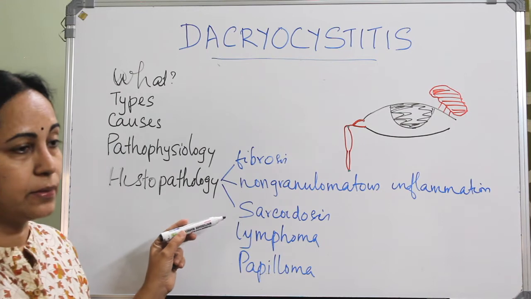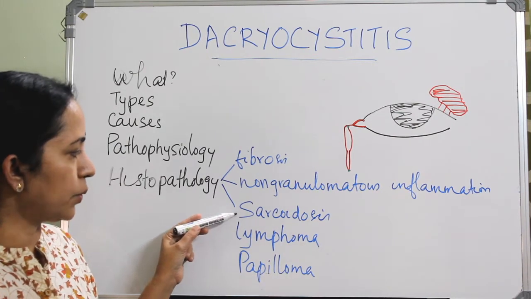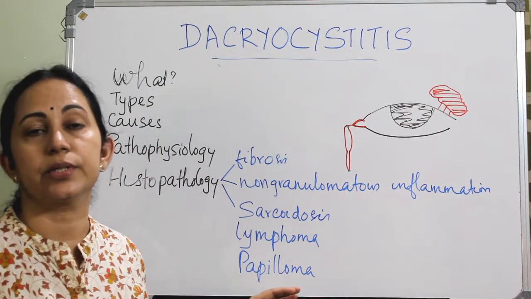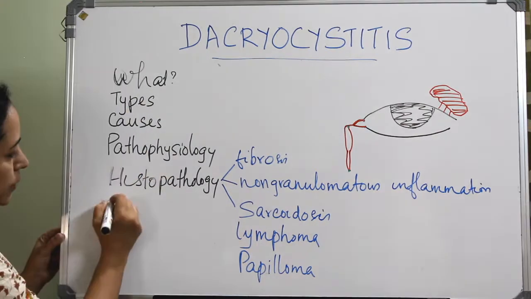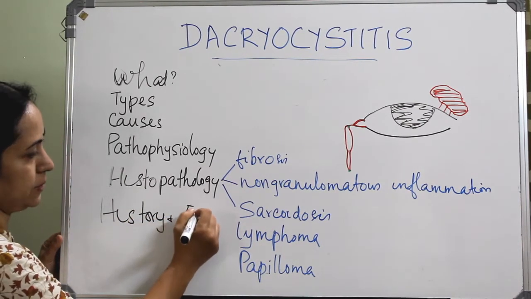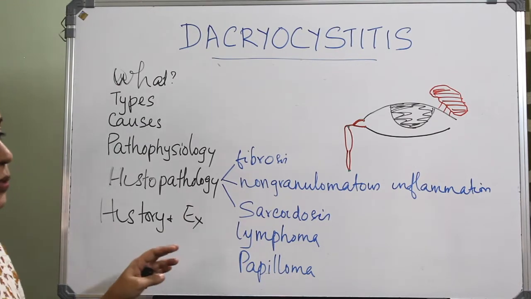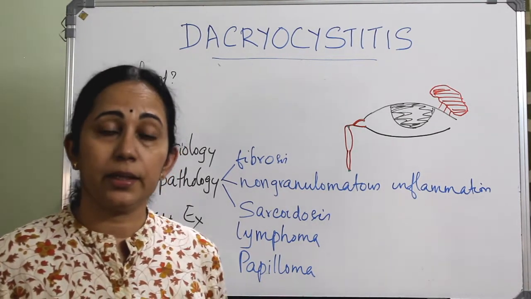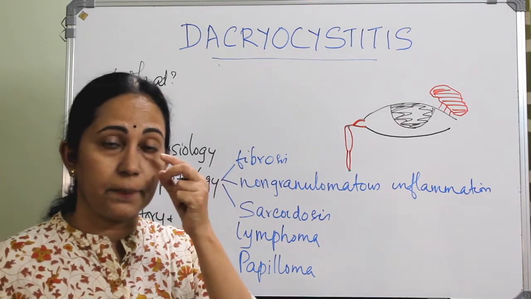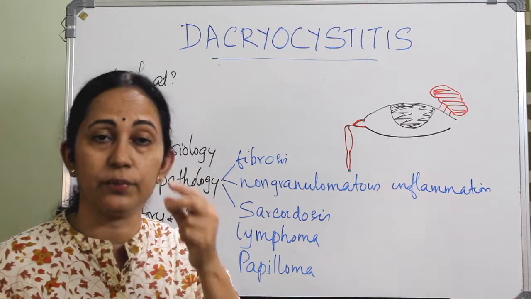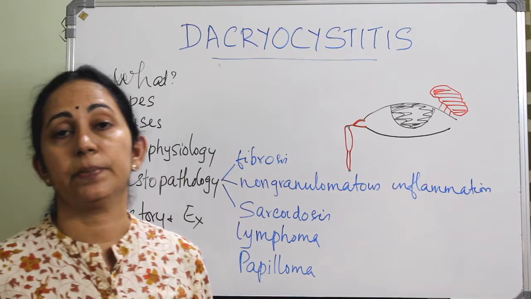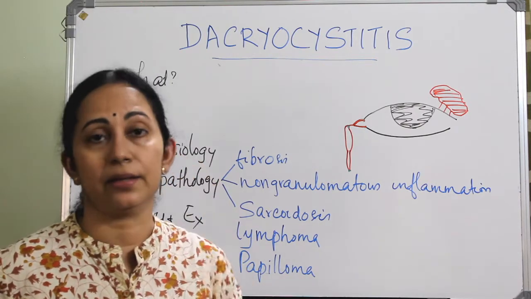But in some cases, sarcoidosis, lymphoma or papilloma can also be seen associated with chronic dacryocystitis. Now, about history and examination. It can be either acute or chronic. In acute cases, the patient may complain of swelling on the inferomedial aspect of the orbit, and also tearing.